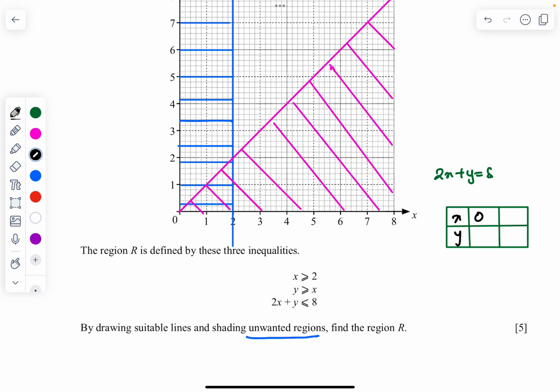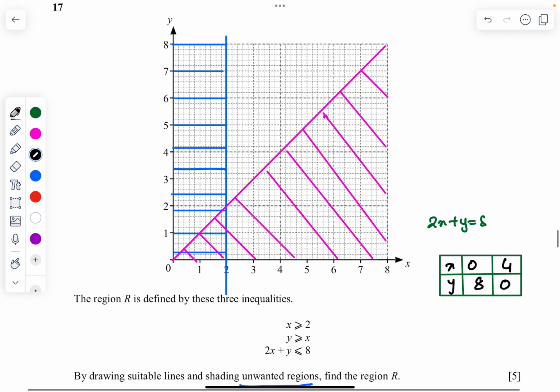If x is 0, y is 8. If y is 0, x is 4. So if x is 0, y is 8, and if y is 0, x is 4. So this is going to be the straight line.